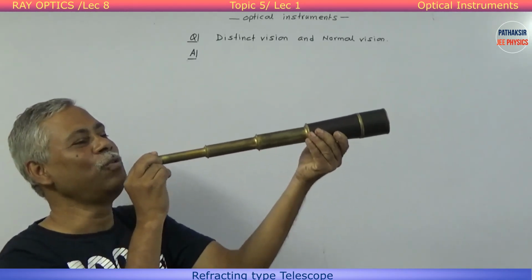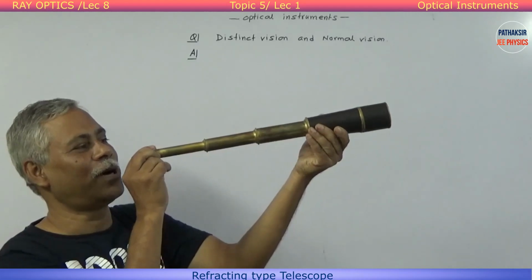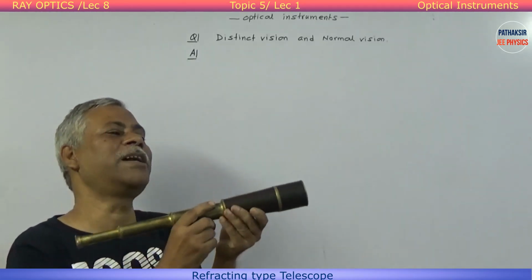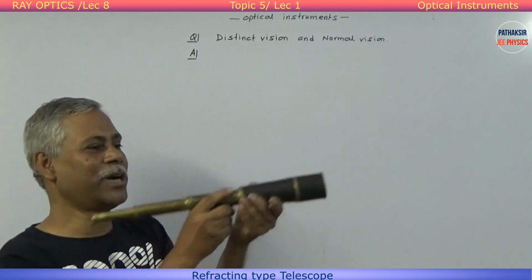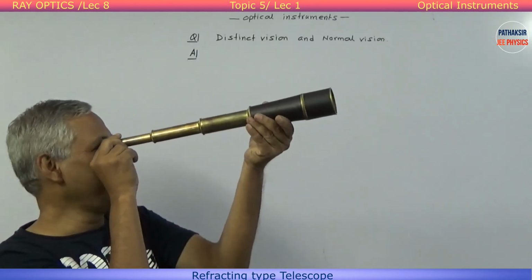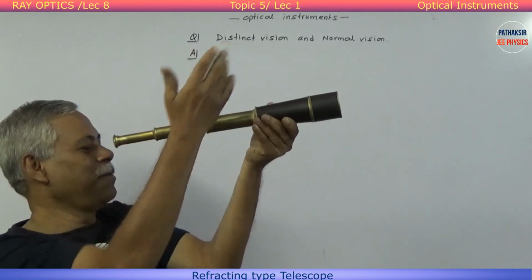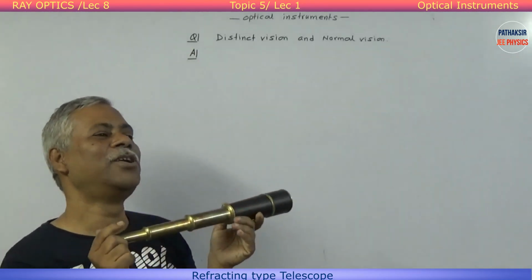By moving the eyepiece, you place the eyepiece at such a position that the final image forms at infinity. So you move this. Now through this you are seeing, and the final image forms at infinity. Then that vision is called normal vision.